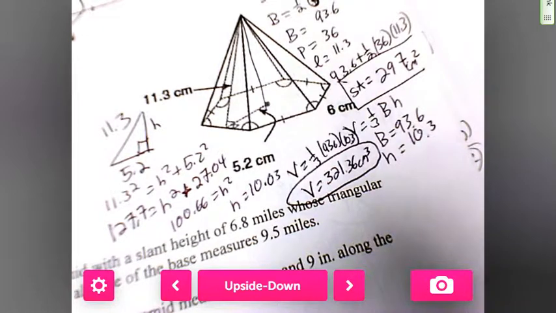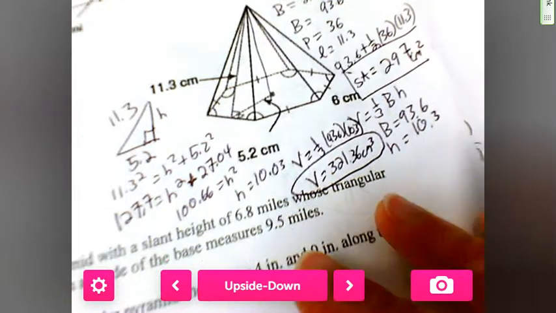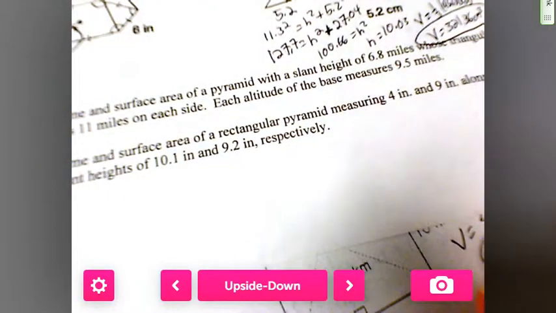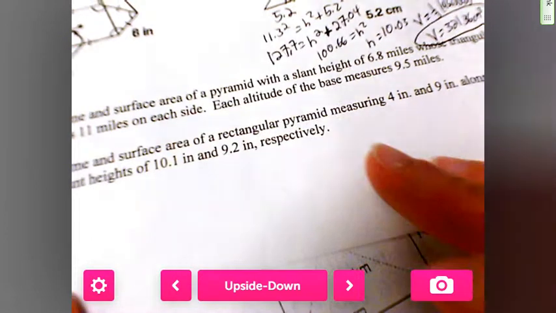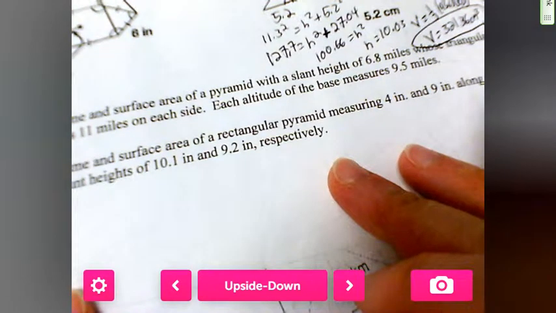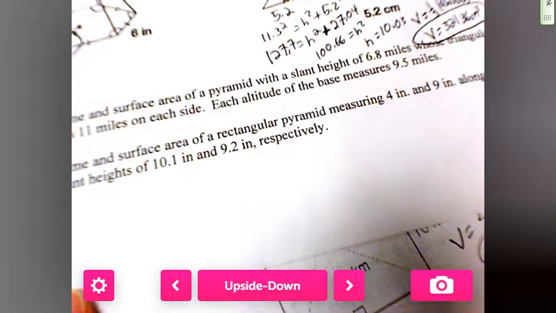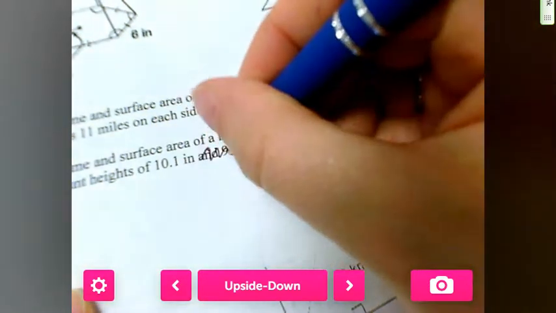Okay, I'm going to do one more on this page. I'm going to do the very, very last one. And then you guys are going to do the rest on your own and show me before the end of class. So I'm looking right here at the bottom. I'm going to find the volume and surface area of a rectangular pyramid measuring 9 inches and 4 inches by 9 inches along the base with a slant height of 10.1. I don't know where 9.2 comes from. We're going to ignore that.